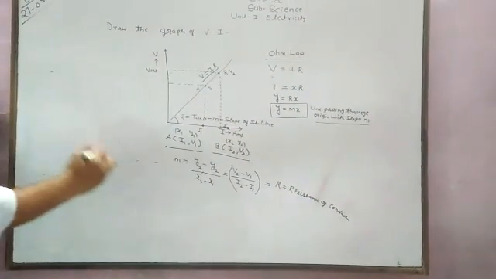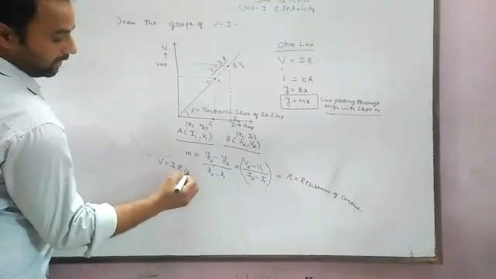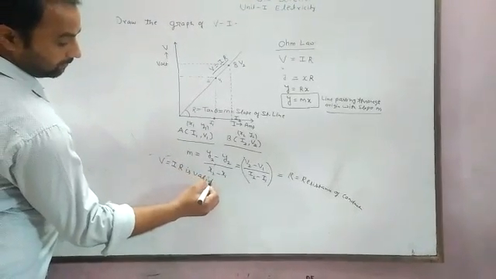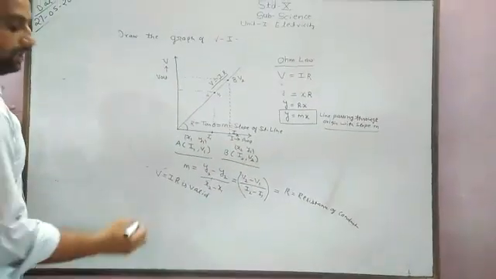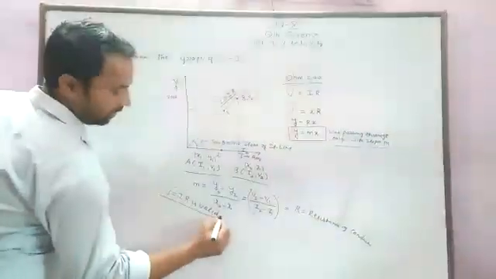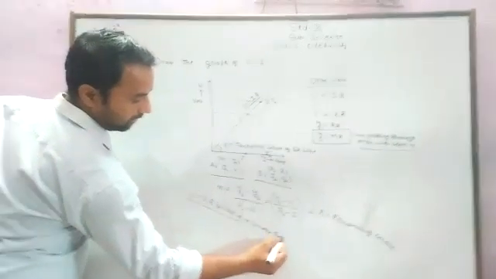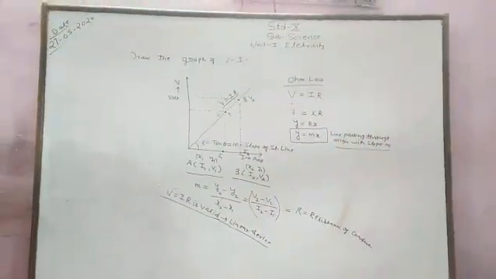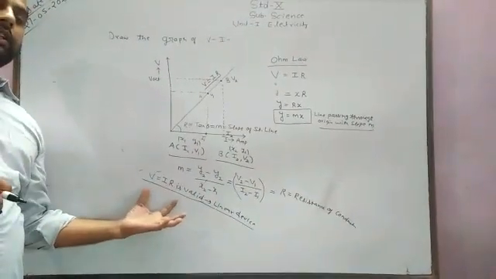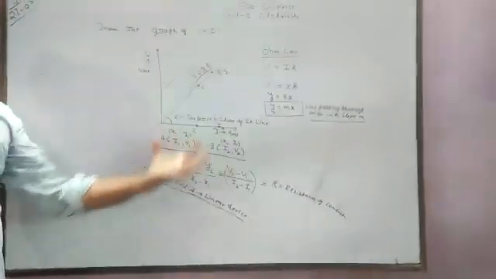But this Ohm's law, V equal to IR, is valid only for linear devices. Those curves which have a linear proportion between voltage and current. This law is only valid for linear devices.